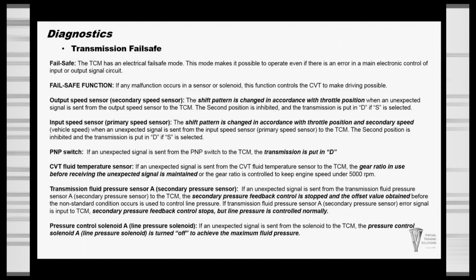Alright, so transmission failsafe. If the TCM has electrical problems, it's going to put it into failsafe mode. This makes it possible to operate even if there's an error in the electrical system. So basically what you're going to deal with, you're going to have a forward and reverse, and you're going to have no ratio change.